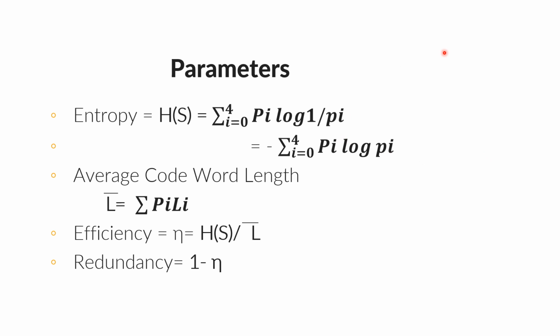Now let us calculate entropy, efficiency, and redundancy. The formulas are given. Entropy: we know that for 5 symbols, H(S) is the sum for i equal to 0 to 4 of pi log 1 by pi. Average code word length is the sum of probability times the length of the code. Efficiency is H(S) by L bar. Redundancy is 1 minus eta. Normally, efficiency and redundancy are calculated in percentage, so we can just multiply by 100.